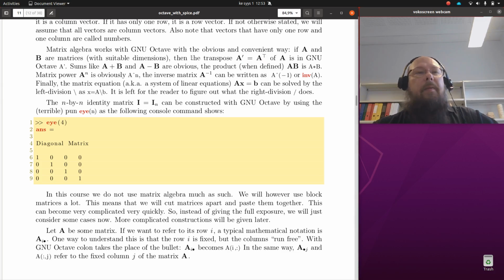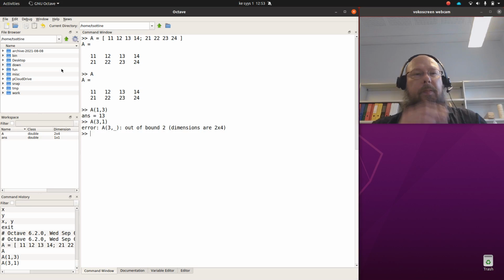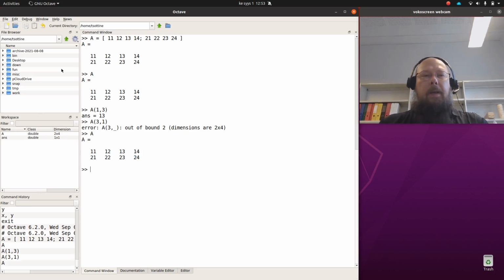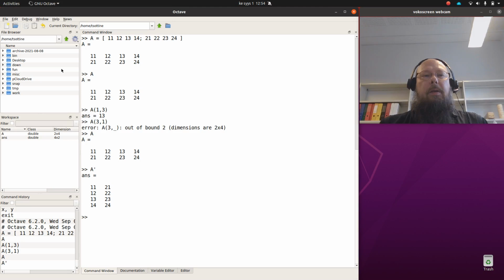Well, in Octave, you simply use this, the single quotation mark. So we have A here. A's transpose is capital A, and then this single quotation mark. And yes, this is what the transpose does. It changes rows and columns.